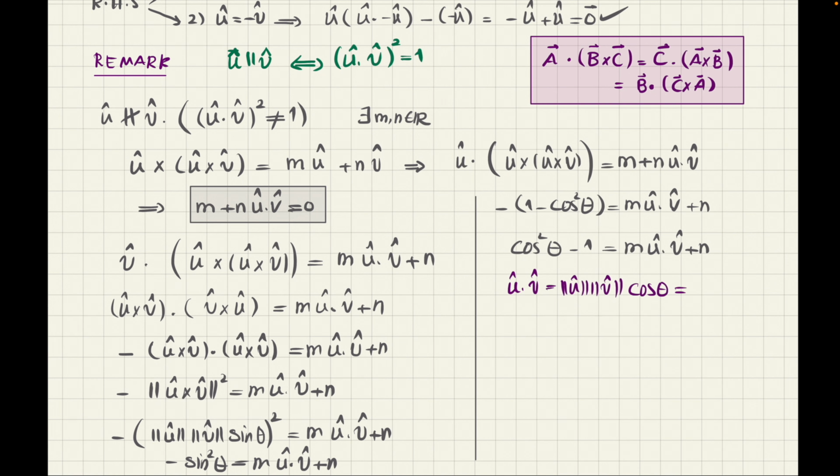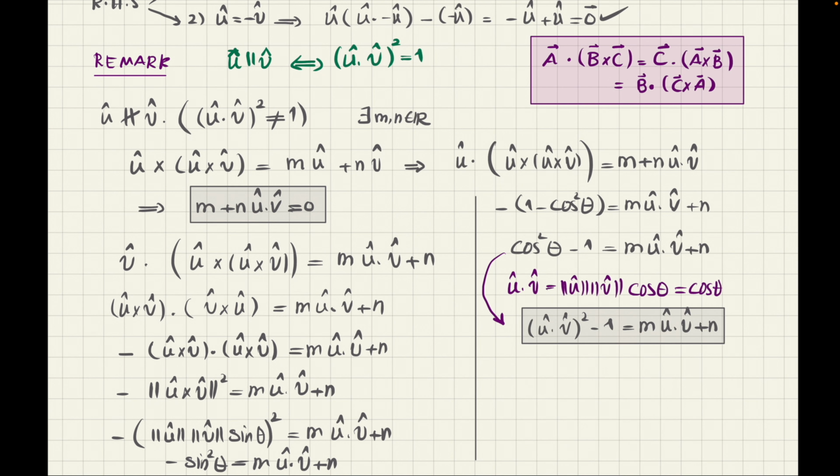But norm of u and norm of v are both equal to 1, so this becomes simply cosine theta. So then this means that this relation can be written in this form, that (u dot v) squared minus 1 is equal to mu dot v plus n. Yes? So I have this relation here as well. And then what I have to do, I have to take this equation and that equation into a system of equations and solve for the unknowns m and n. Okay? But this is better, so let me go back here.